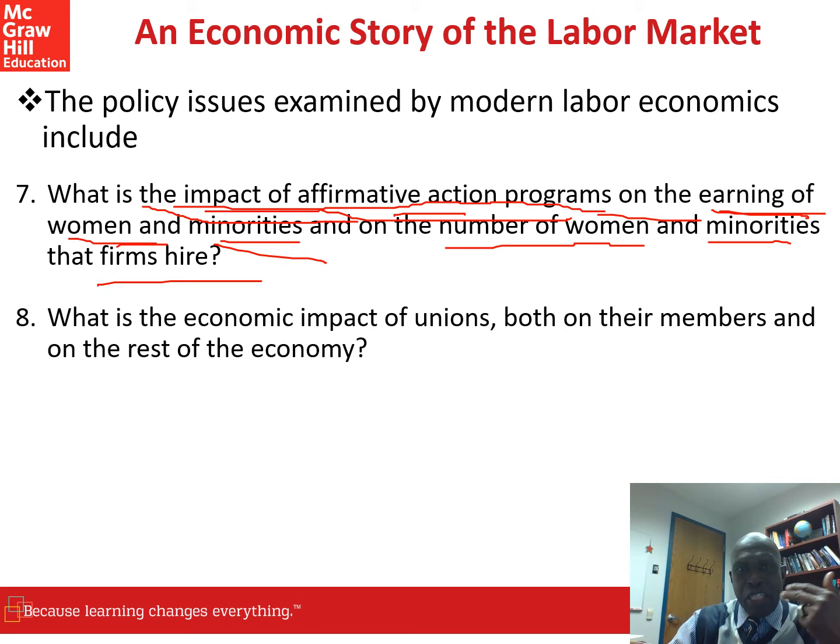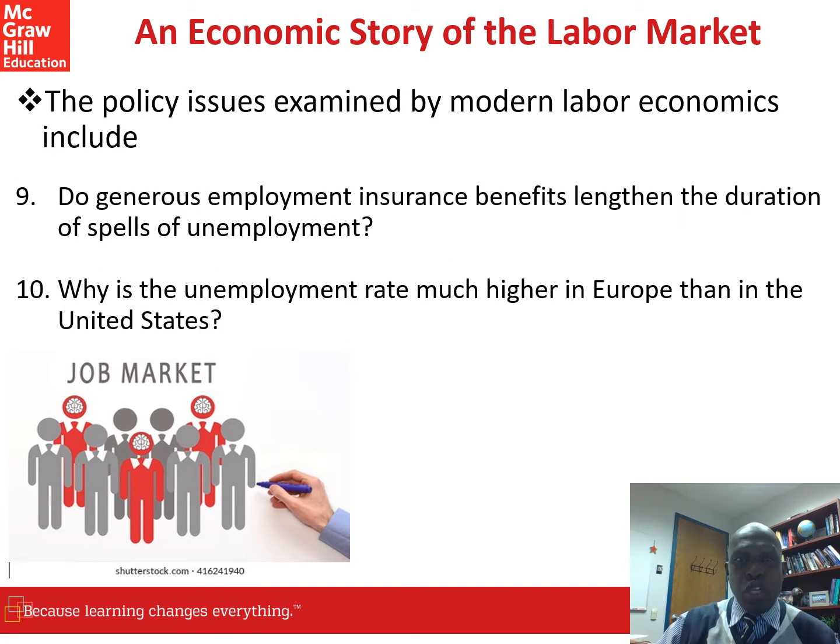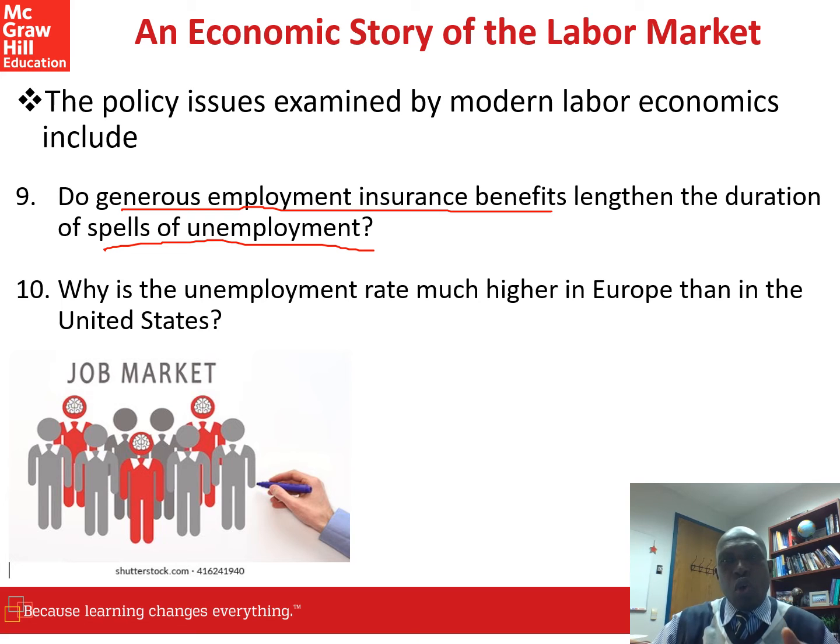The next policy issue is the economic impact of unions, both on their members and on the rest of the economy. Another policy issue is: do generous unemployment insurance benefits lengthen the duration of spells of unemployment? In other words, by providing very good unemployment benefits to unemployed workers, they'll be able to get paid for lost wages. They also will be able to go see a doctor when they are sick. Because of this good benefit, unemployed workers have a tendency not to look harder for a job. This might decrease their incentive to look for work. Therefore, this will increase the duration of unemployment.